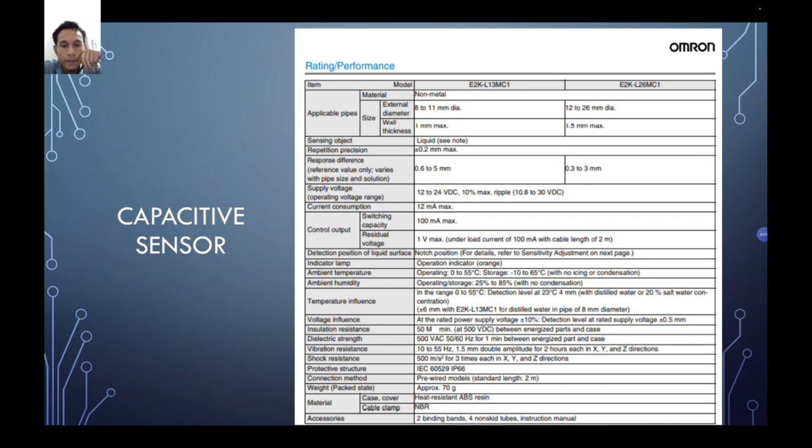Here we get the protection structure for this device, which is IP66 using standard IEC 60529. The connection method for this device is a pre-wired model. The device weighs approximately 70 gram. It is made of heat resistant ABS resin and NBR.